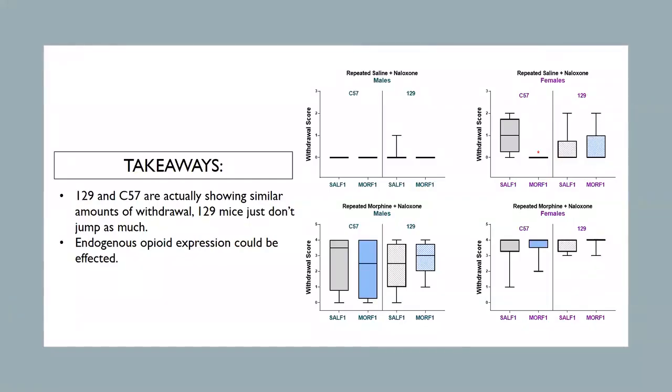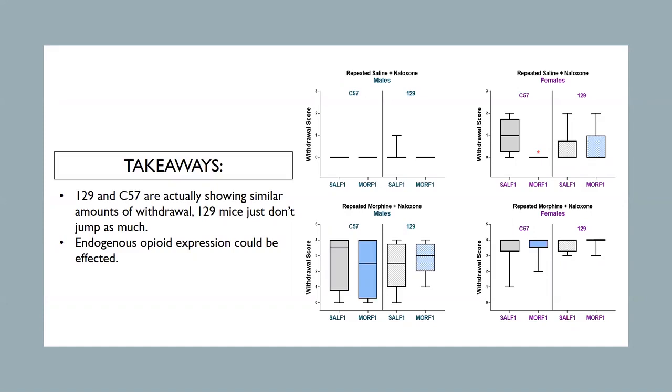And when we looked at all this data, we found that actually the 129s and the C57s had very similar withdrawal symptoms. So it wasn't that the 129s weren't withdrawing from morphine at all. They were just showing it in different ways. They weren't jumping like the C57s were. But we also saw the same thing we saw in the jumping data, that the mice who were just exposed to saline, especially the females, were also showing signs of withdrawal. So they never received any morphine during their life, and they were still showing withdrawal symptoms when given naloxone.